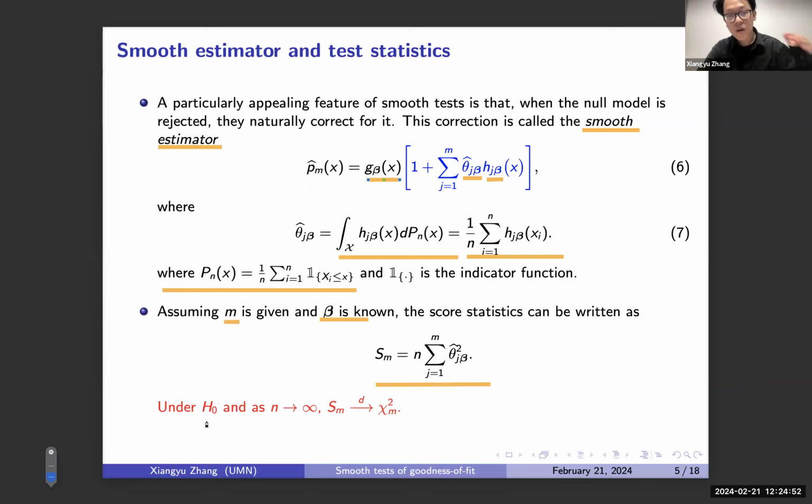And we know that under the null, as n goes to infinity, this converges to a chi-square distribution, because this is simply an application of the central limit theorem. Yes, I saw Tenweir, you have a question?